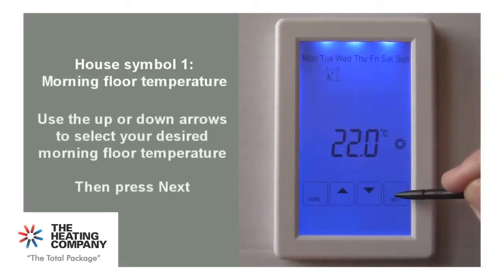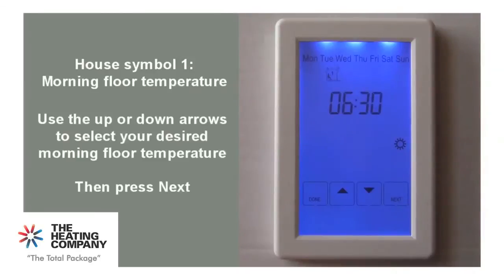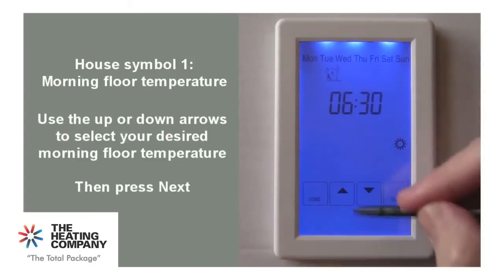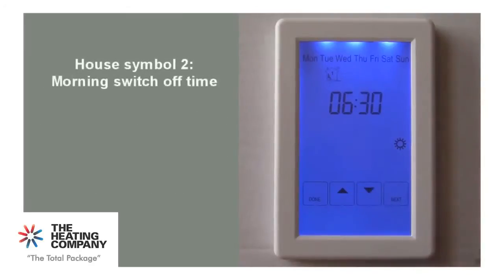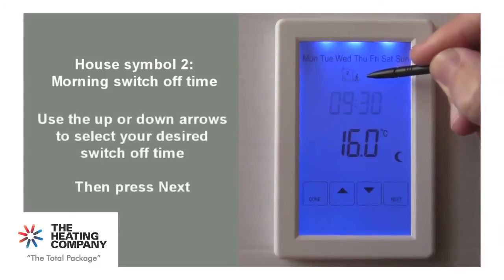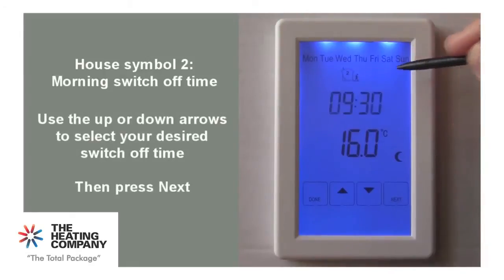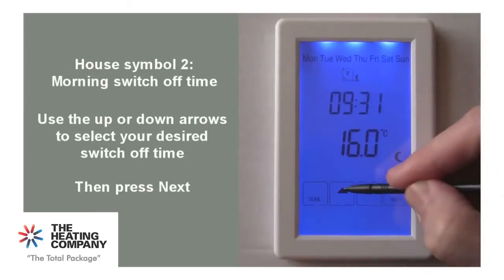Then press Next to move on to your desired floor temperature. In this case, we will choose 23 degrees. Then press Next. The house symbol displaying the number 2 and a person leaving will show at the top of the display. This is your floor's morning switch off time, whereby your floors will cool down again to their minimum or economy mode temperatures. In this case, we will have the floors turn off at 10 o'clock in the morning.